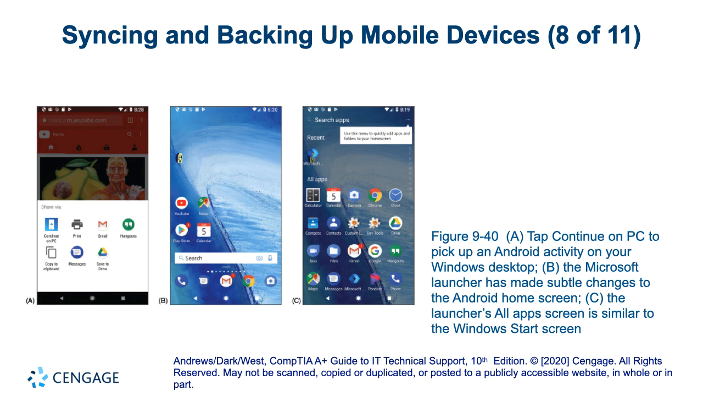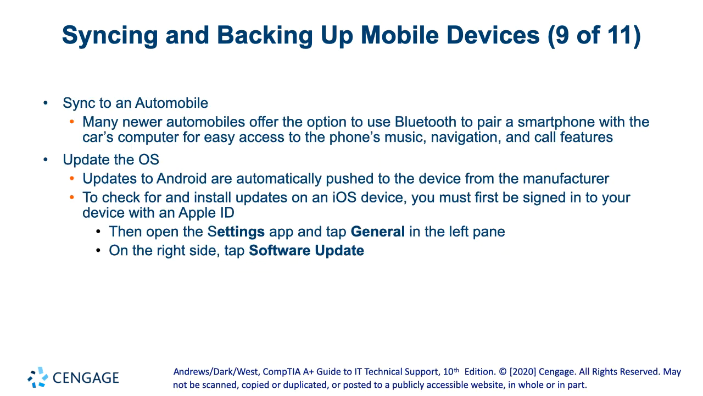And this is just showing the various different versions, right? So A is to tap Continue on the PC. B is the Microsoft Launcher has made subtle changes to the Android home screen. C is the launcher's all-apps screen is similar to the Windows Start screen. So there are options that you can do in settings to set that up.